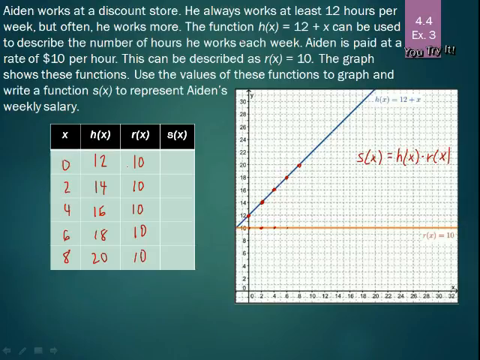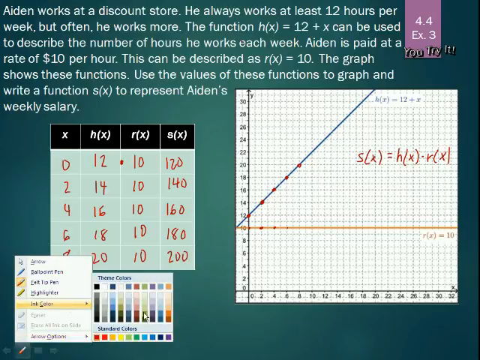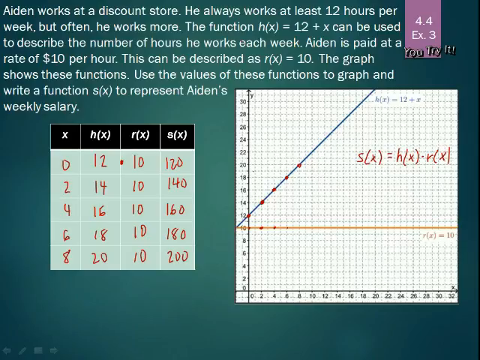Multiplying those together to get s(x): 12 times 10 is 120, 14 times 10 is 140, 16 times 10 is 160, 18 times 10 is 180, and 20 times 10 is 200. So let's graph our new line. We'll do that in a nice green color. We actually need a much larger scale on our graph, so let's create a new graph with a much larger scale.